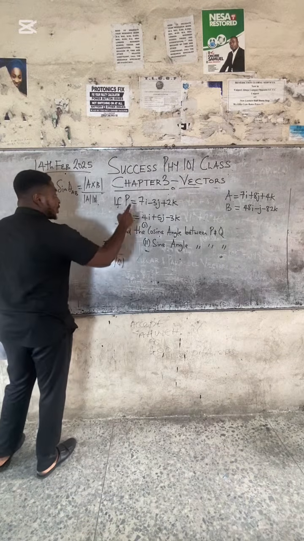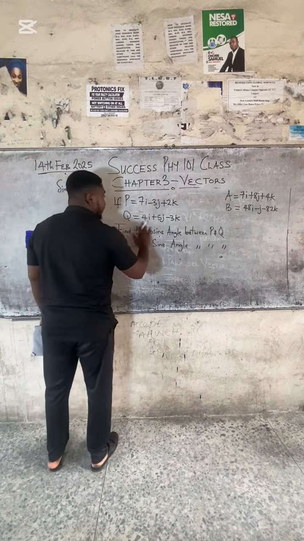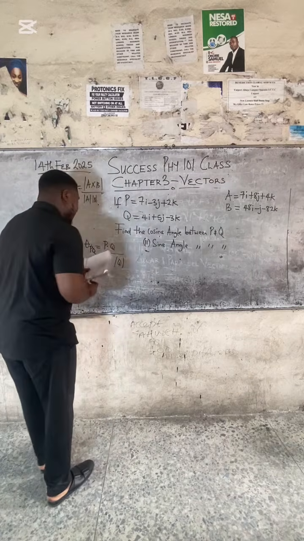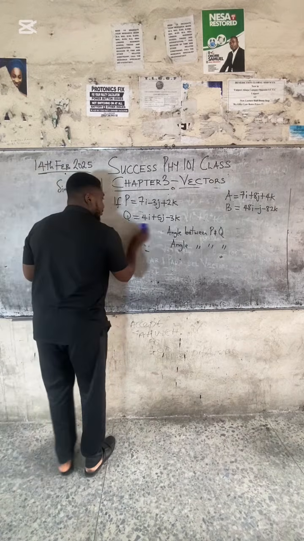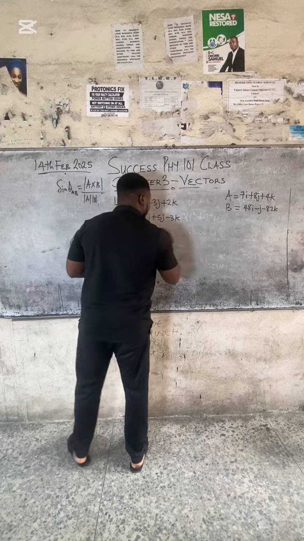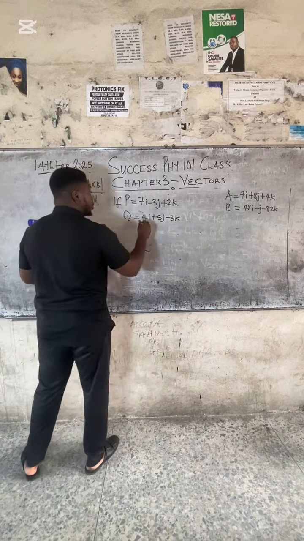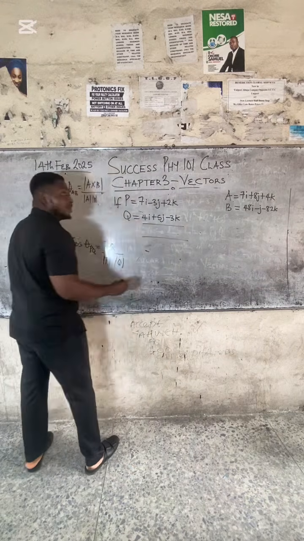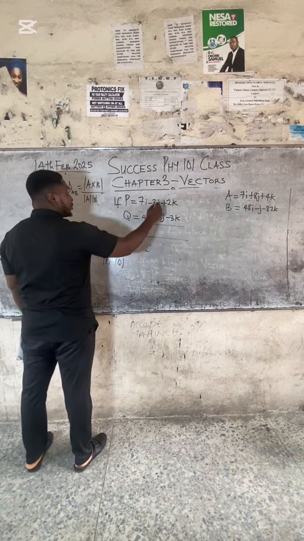P dot Q means find the dot product between P and Q. Class, dot product simply means I to I, J to J, K to K.